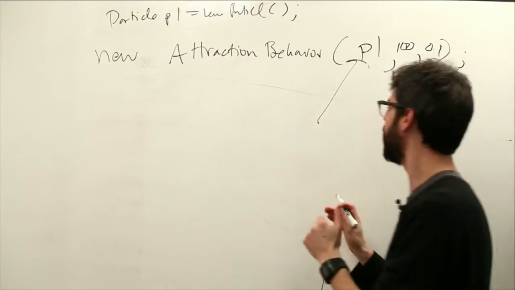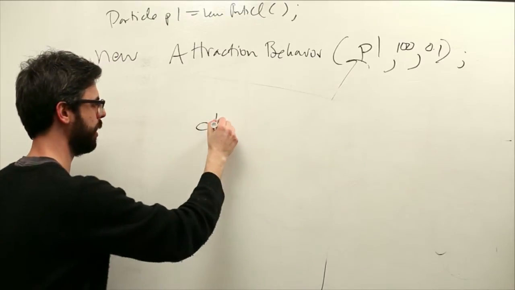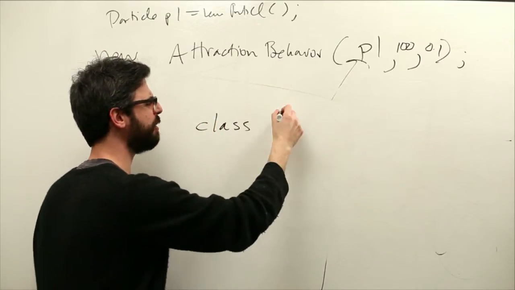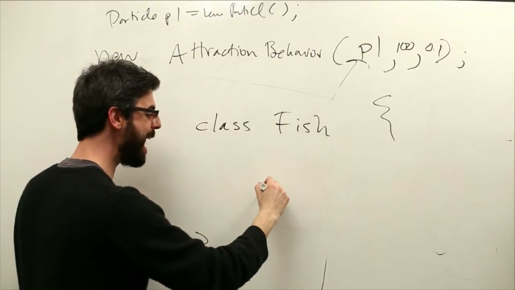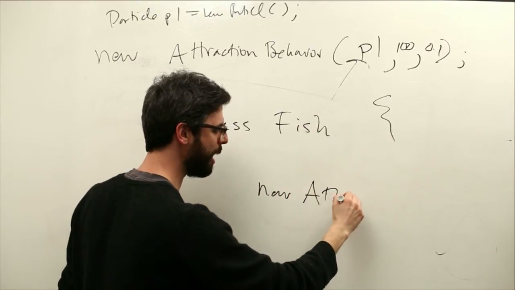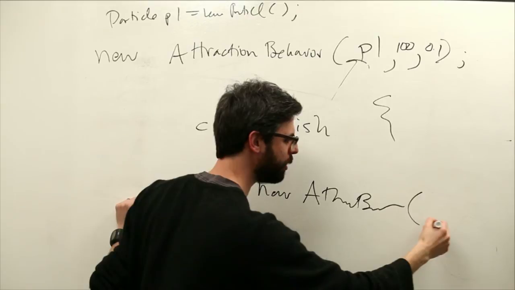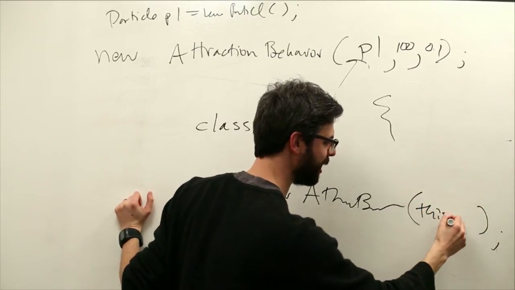So in other words, if we have a class, I'm just going to call it Fish, right? We made up our own Fish class. And there, we're making a new attraction behavior, and I'm just going to kind of scribble this out, right? That's where we put this in.